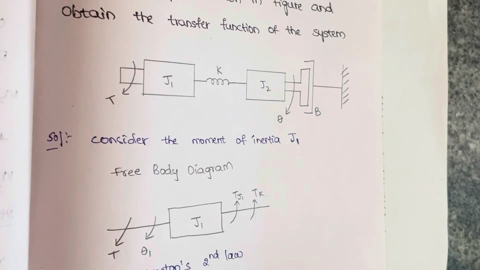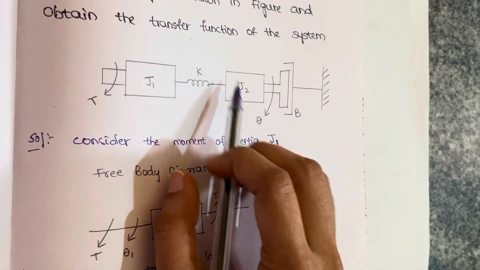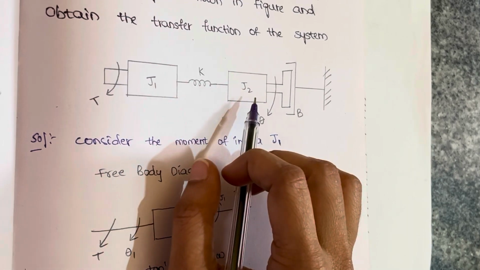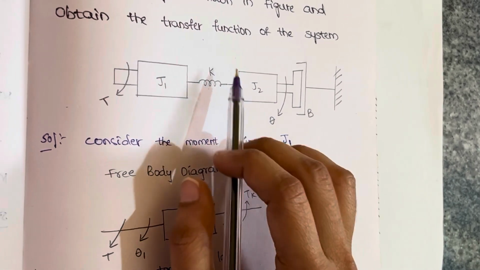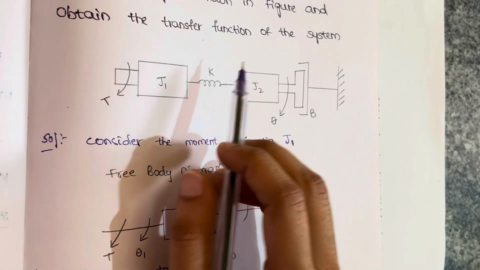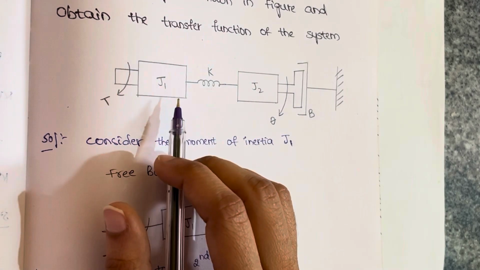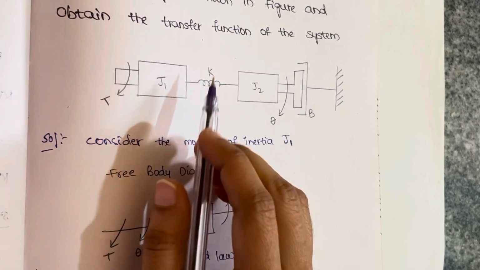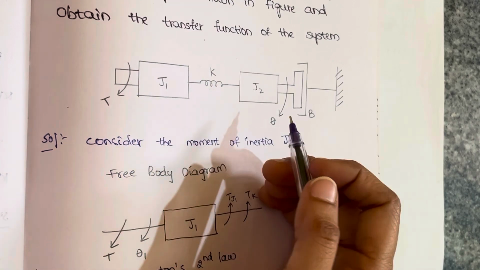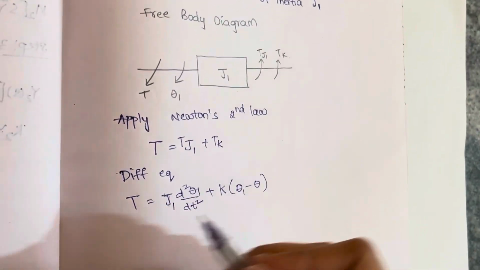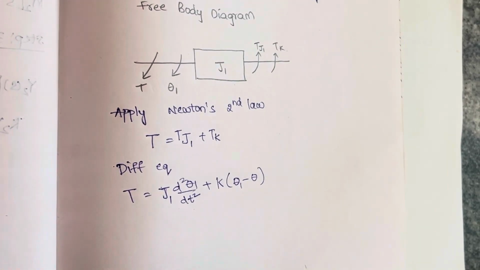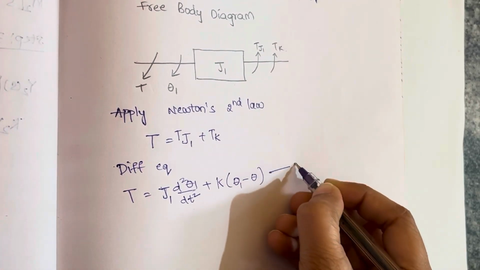because here the spring is in between J1 and J2. As we discussed earlier, when the spring is situated between two systems, then we have to consider it with respect to the system that we are solving right now. So here is the equation that we got. Let us assume this as our equation 1.